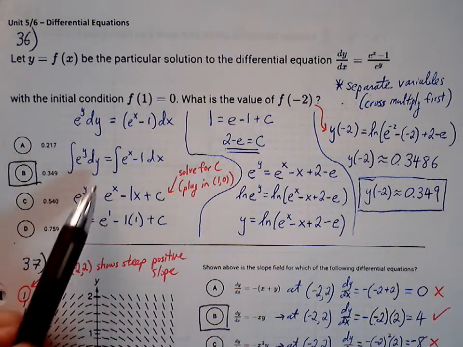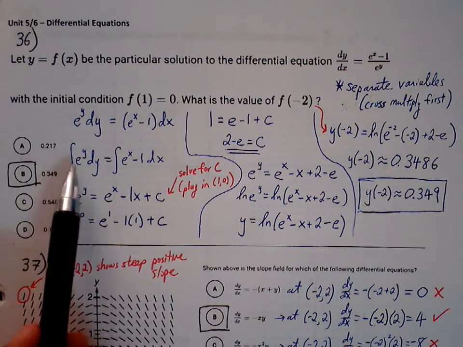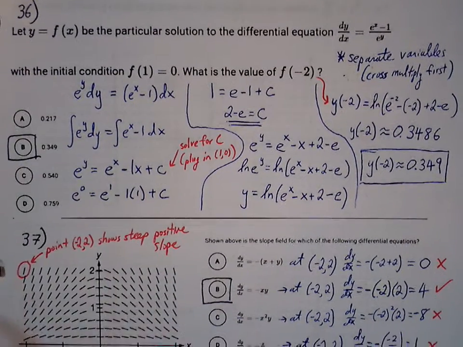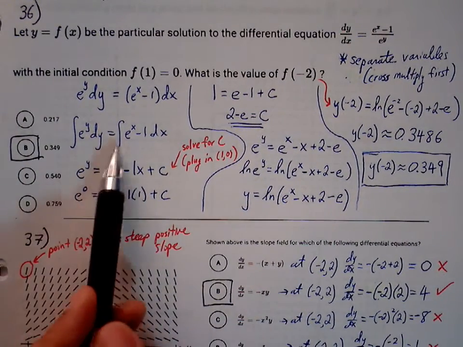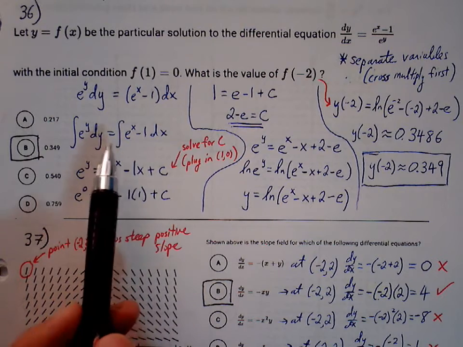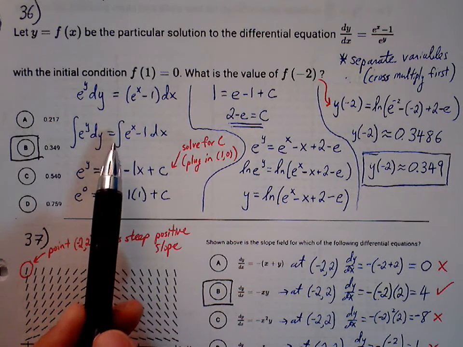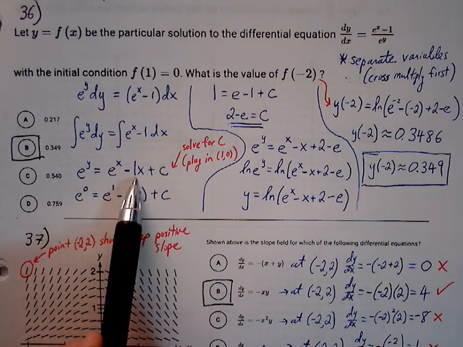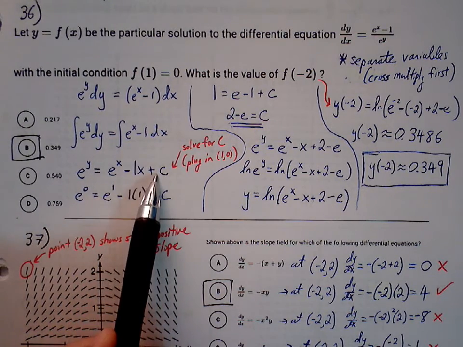We take our antiderivative of both sides. e^u is just e^u, so e^y will just stay as e^y. e^x minus 1, these are two separate terms. We'll do our antidifferentiation separately. e^x just stays e^x. 1 becomes 1x, and then we have a plus c.